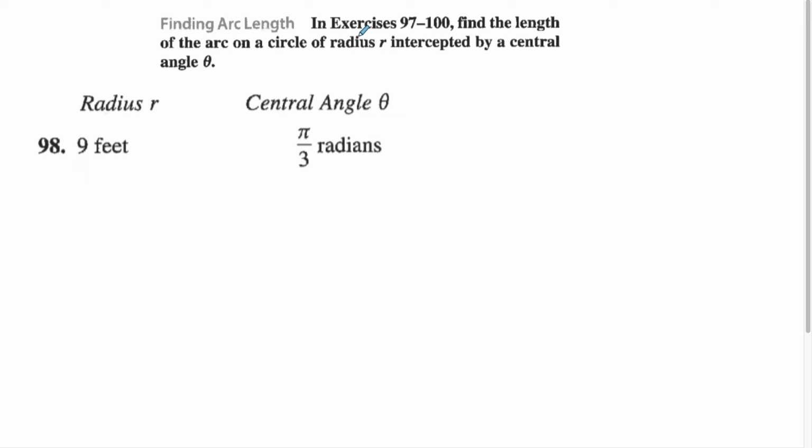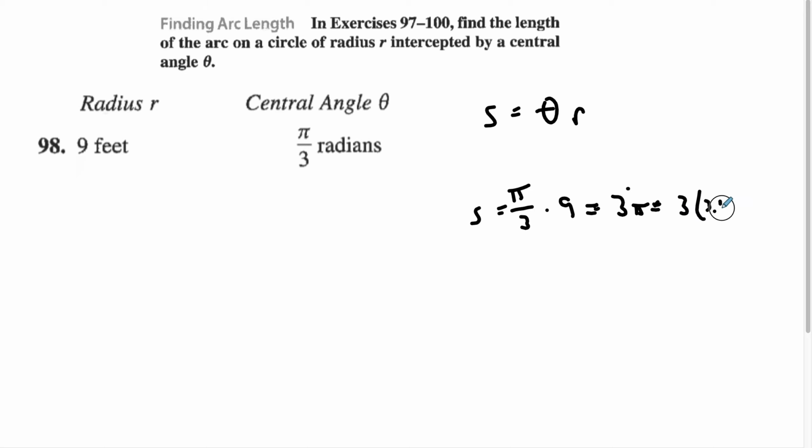Okay. Find the length of the arc on a circle intercepted by that. So S equals theta R. What's theta? Pi over 3 radians times 9 feet is S. 9 over 3 is 3, so this is 3 pi. If you really want to have a number, right, then it'd be 3 times pi, or 3 times 3.14, which is right around what? 3 times 3.14 is 9.42 feet. That's it.